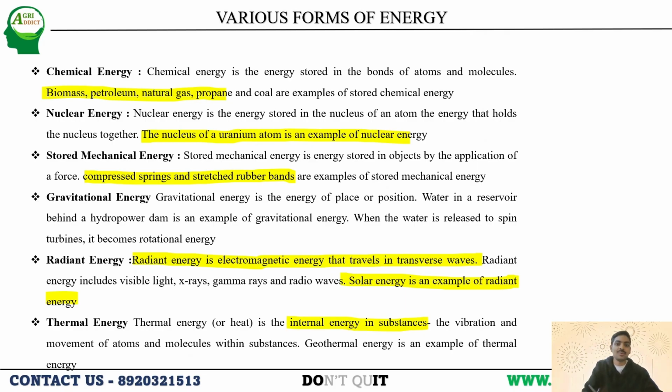And next, coming to the various forms of energy, chemical energy. When I say chemical energy, it is the energy that is stored in between the bonds. Take the example of CH4, methane, in the center. The energy present between these bonds is released when the molecule is broken, and that is the one we are using as a source of energy. It is the energy stored between the bonds of atoms and molecules. For that, we can take the example of biomass, petroleum, and natural gas.